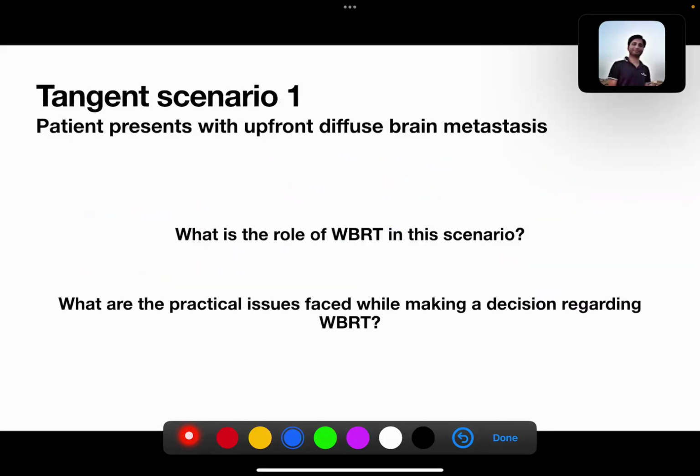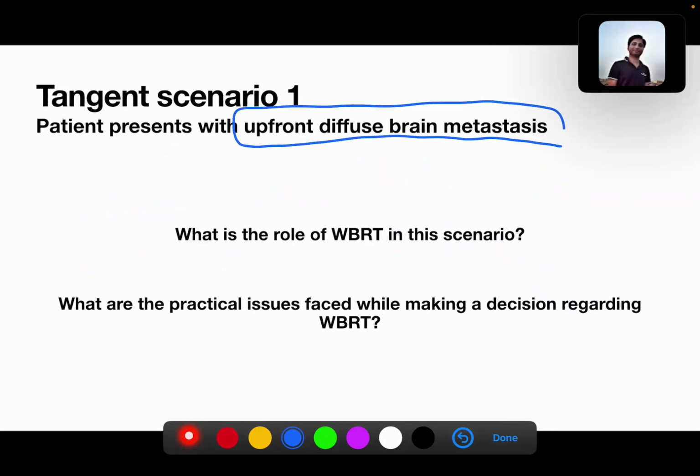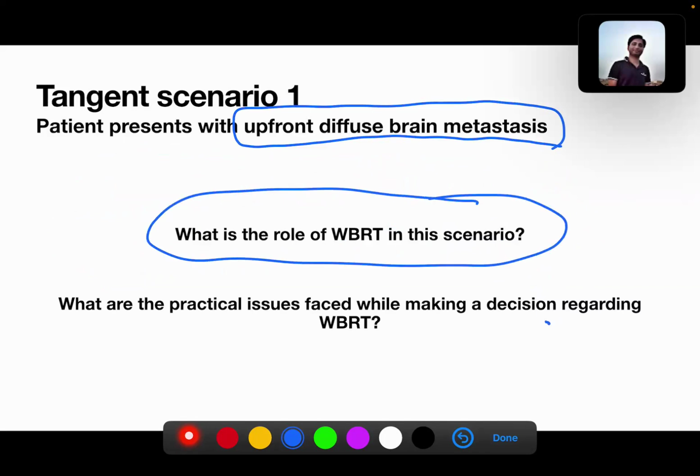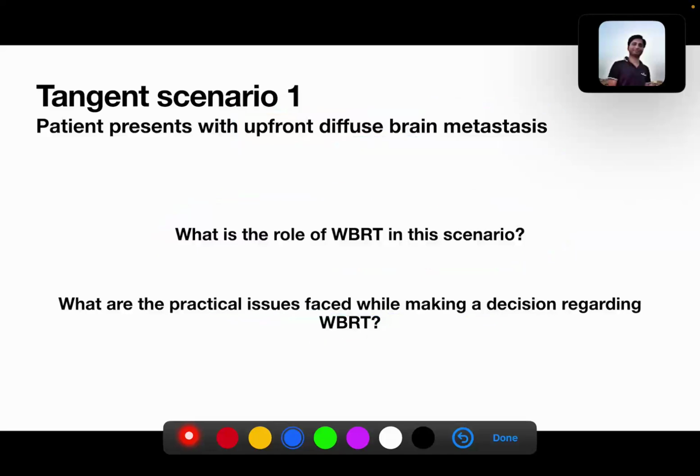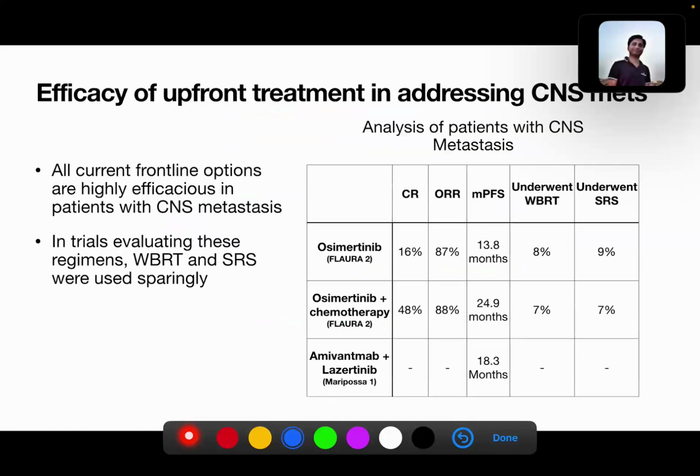Now, let us look at some tangent scenarios. Suppose the patient presents with upfront diffuse brain metastasis. What is the role of WBRT in this scenario? What are the practical issues faced while making a decision regarding WBRT? So, basically, upfront treatment, should we give WBRT or not?